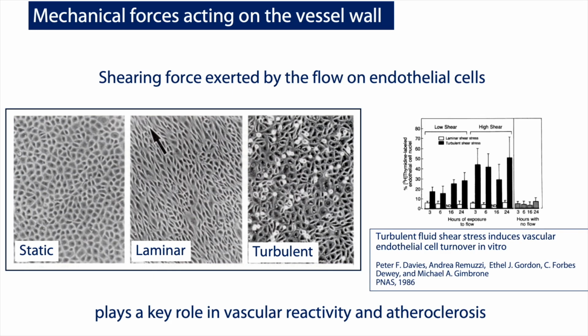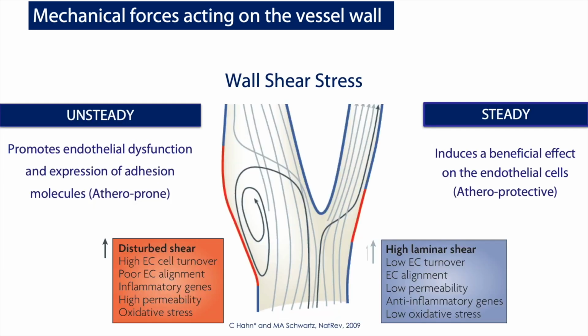As you can see from these pictures, the shape, the orientation, and the turnover of endothelial cells change depending on the flow behavior. There are two existing types of wall shear stress. The unsteady one, promoting endothelial dysfunction and the expression of adhesion molecules and genes, and the steady one, which has a beneficial effect on the endothelial cells.